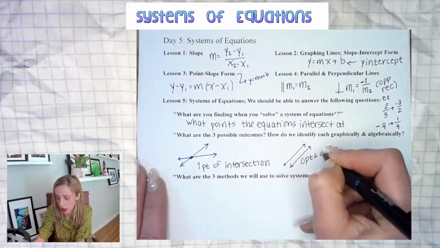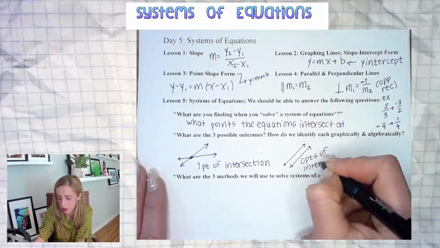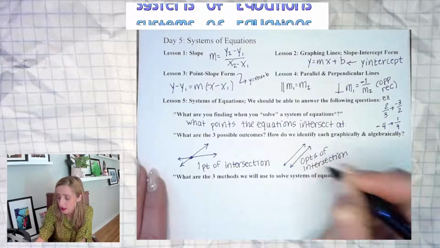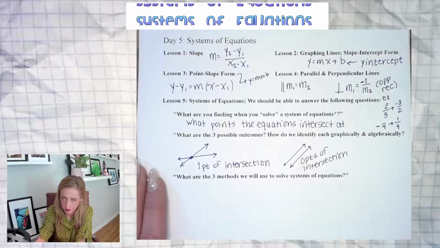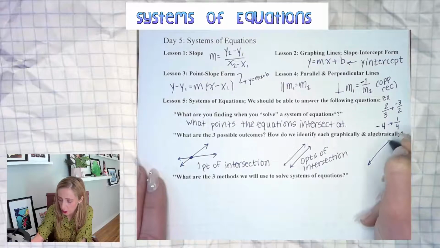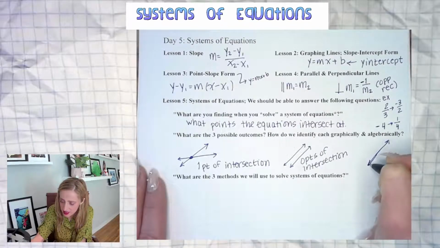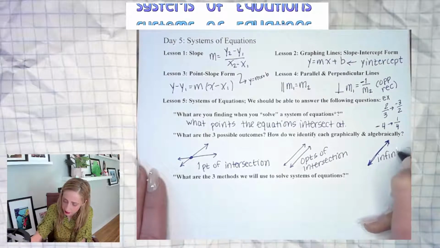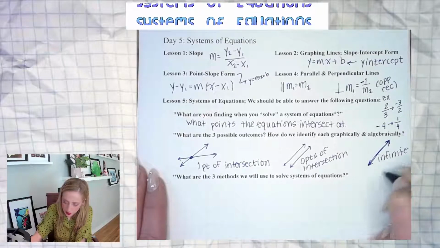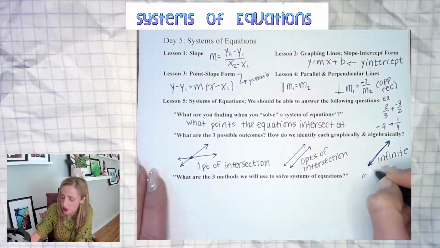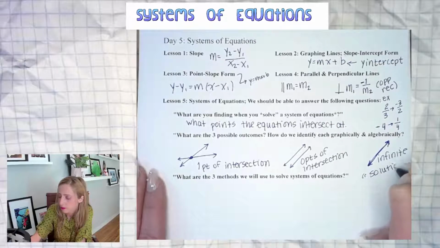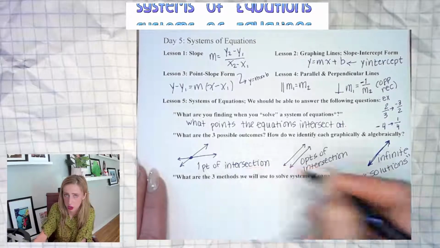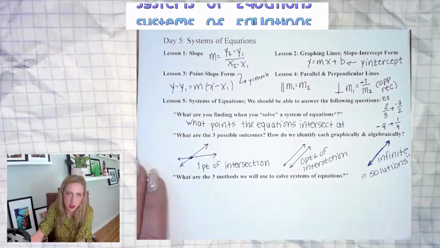Zero points of intersection is another possible outcome. So they will have the same slope, but different y-intercepts. Very important. And the third one is you have a line and the other one is exactly the same line on top of it. Infinite points of intersection. Another way we could say points of intersection is just solutions. Okay, these are also solutions. All right, so infinite solutions.